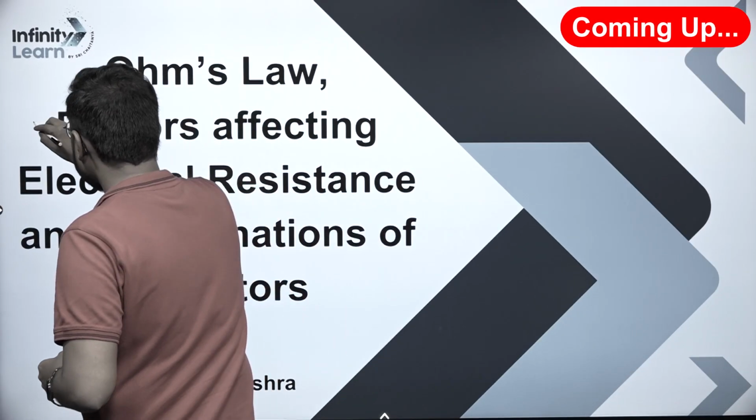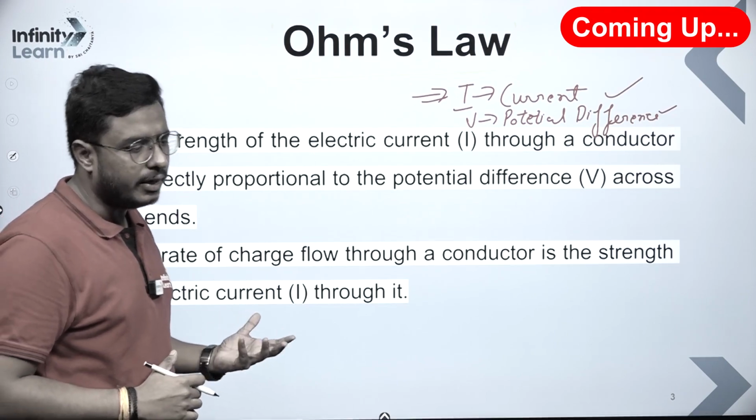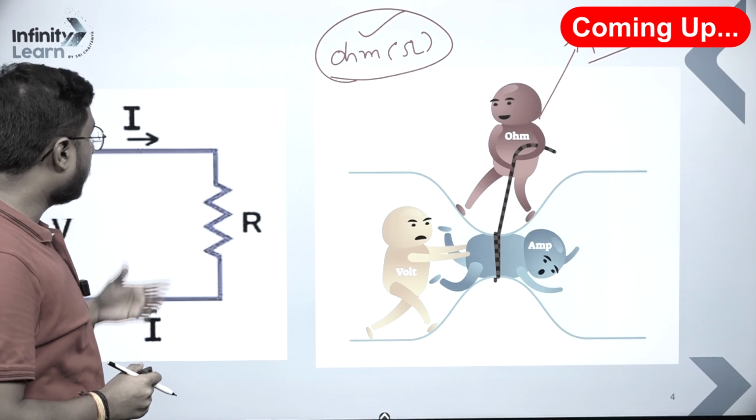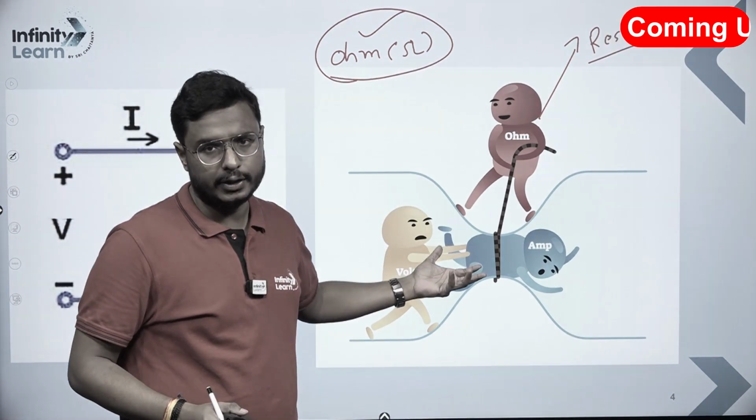क्लास में हम क्या पढ़ने वाले हैं, यहाँ पे हम आज डिस्कस करने वाले हैं ओम्स लॉ. What is electric current? How we can define this term electric current? What is the work of resistance? The work of resistance, as you can see here, it is stopping the flow of current.